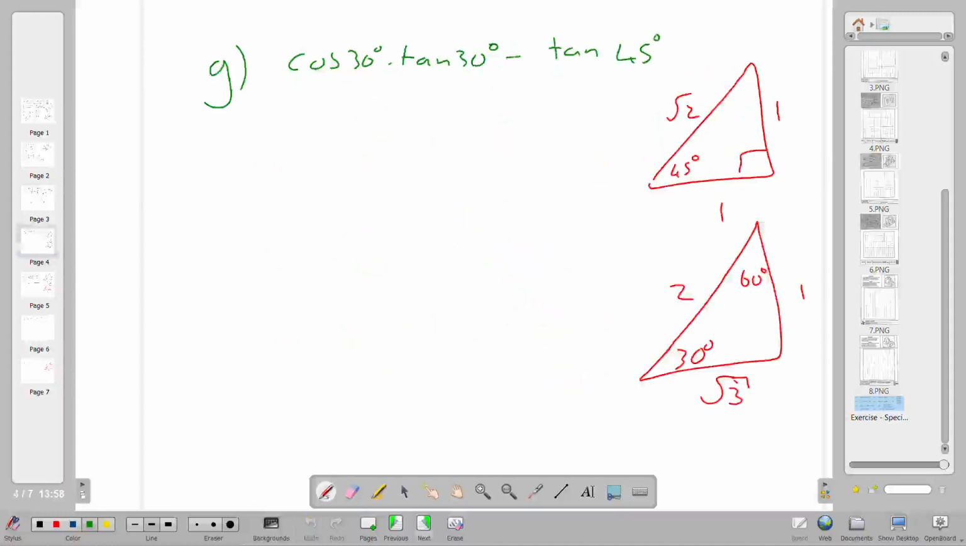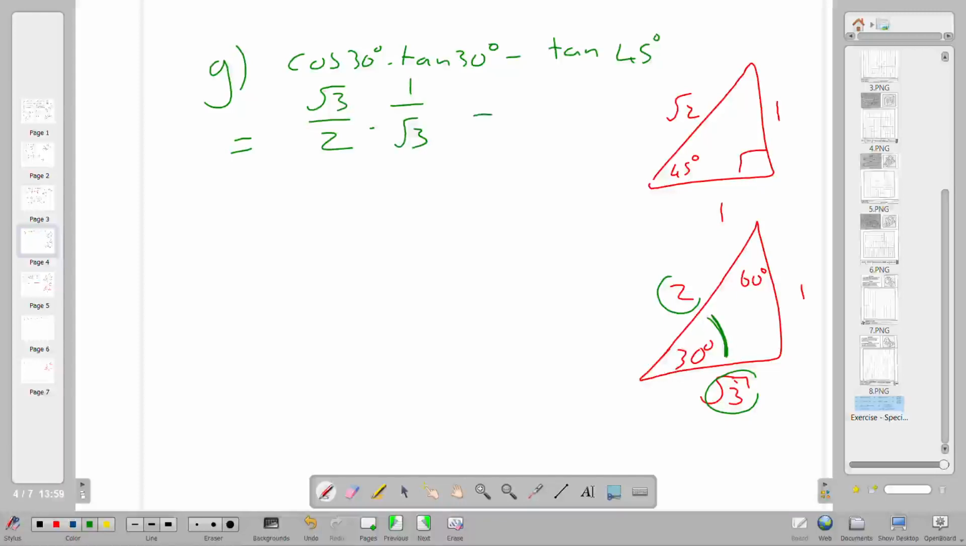So we have angles from two different triangles here. Firstly, cos 30, so I swap my triangle a bit, so that 30 is at the bottom. Cos is adjacent over hypotenuse, which is here. So I'm going to substitute that in. Root 3 over 2. Tan is opposite over adjacent, so it's times 1 over root 3.